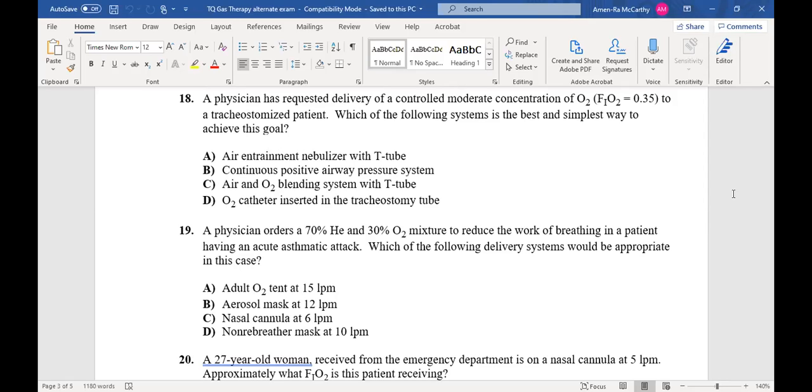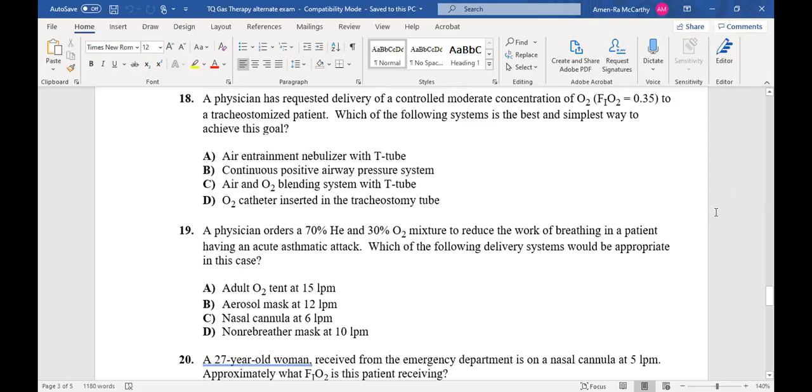Now, if you would have said air and O2 blending system, because a blender can give you a precise FiO2 too. So that wasn't clear of what they were saying on that one. So I would have taken A or C with that one, okay? Because I can understand your rationale for C, but A for sure, okay? The air entrainment device, okay? Air entrainment nebulizer with the T tube.